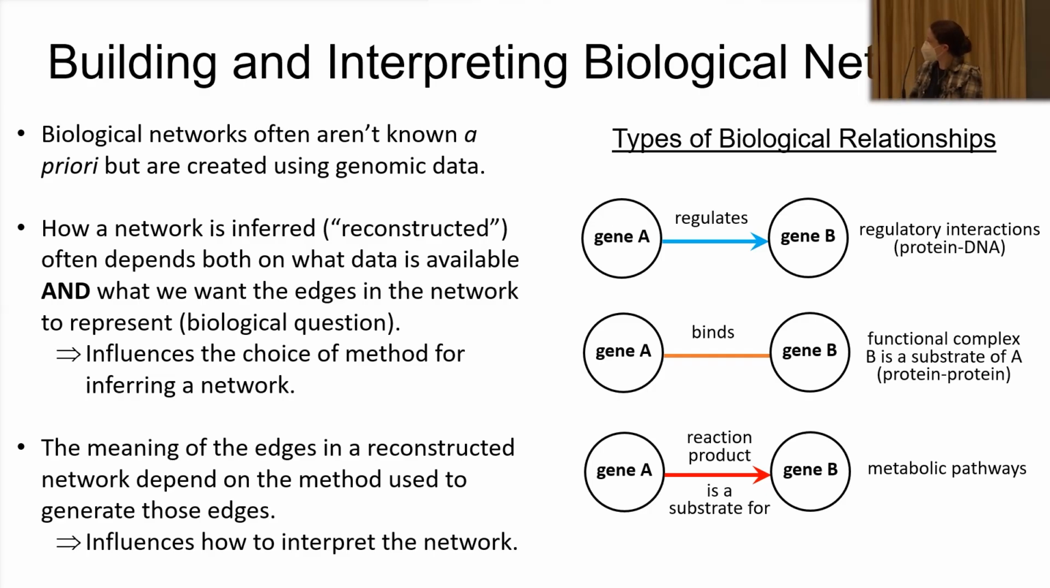And finally, the meaning of edges in a reconstructed network depends on the method that is used to generate those edges. That's important for downstream analysis and interpretation. If you're doing something like a correlation network, you don't know causation. It determines how you can actually interpret those.